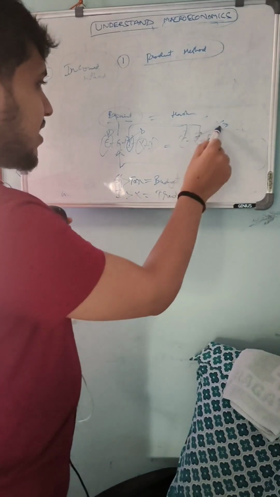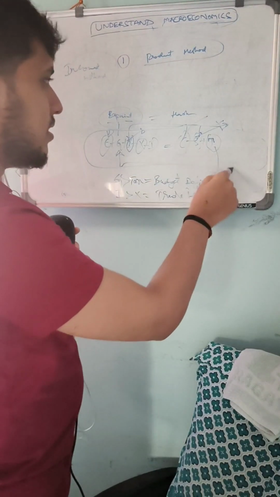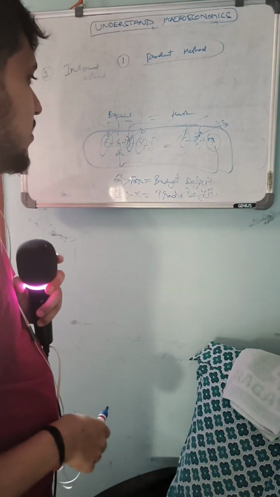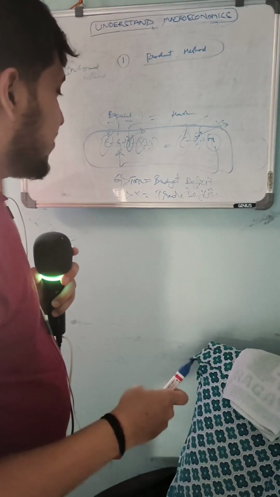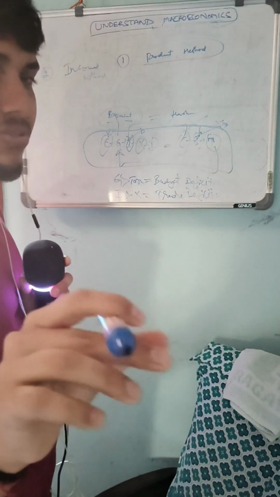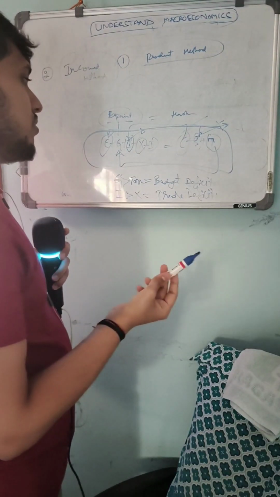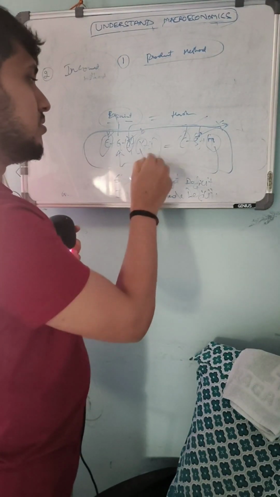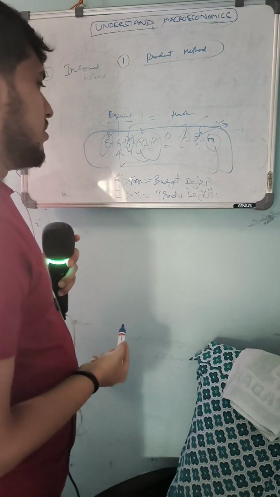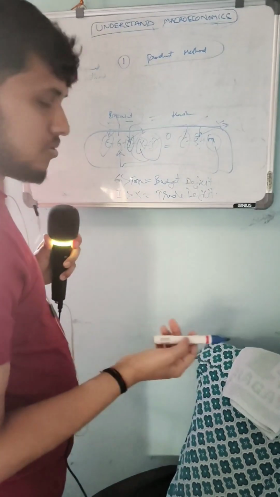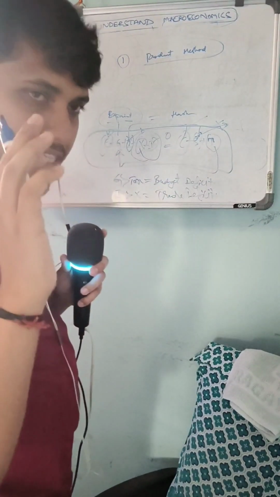We can easily calculate like this. If the economy is closed, then there is no import and export. This is zero. Ours is an open economy. We import as well as export.